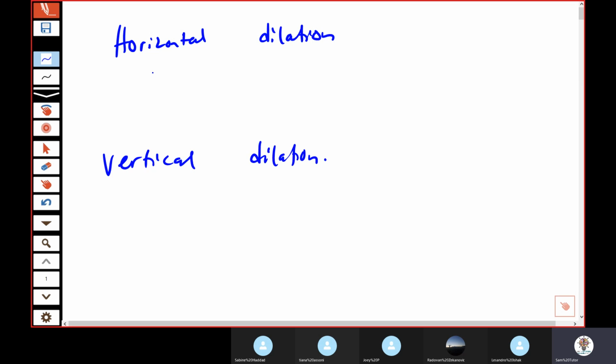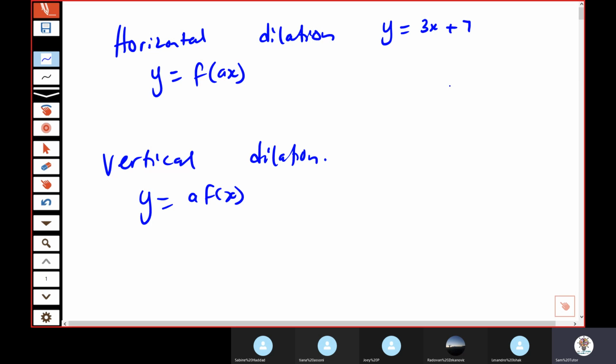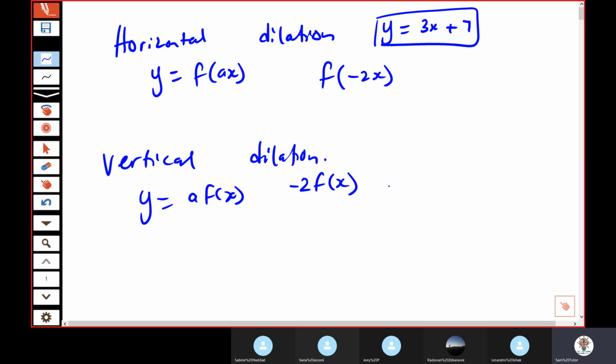Horizontal dilation should be f of ax. Vertical dilation should be a of f of x. Here is why. If I gave you y equals 3x plus 7 as our function, and told you to find f of negative 2x compared to find negative 2 of f of x.